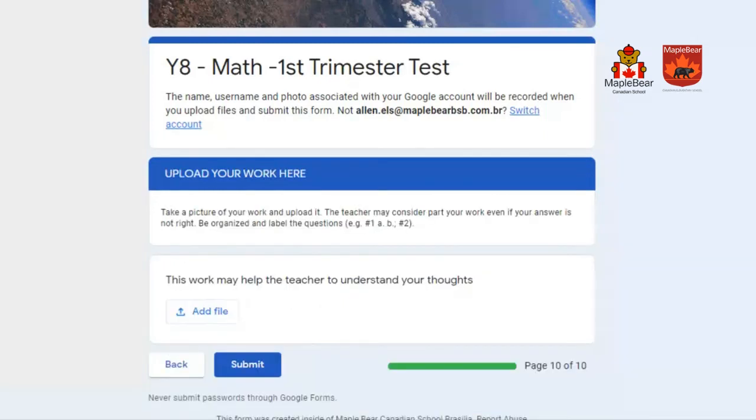Here's the most important part of our test. Don't forget to upload your work here. You did all your calculations in your notebook, so now you're going to take a picture of that and upload it here in this form. Okay? Remember that if you don't have calculations, I have nothing to correct. Okay? So upload here. Good luck and have a nice test. I will be here to help you with anything.